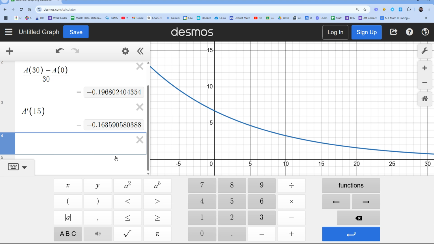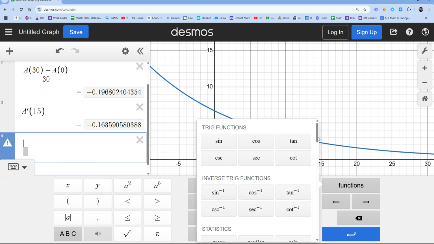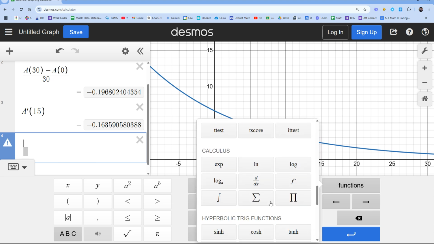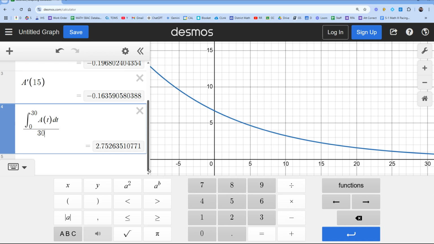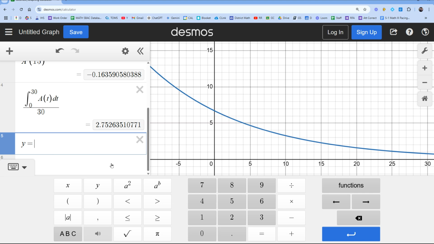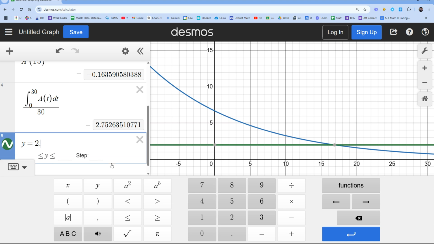How do I find average value? So we're going to integrate from 0 to 30, and then in the denominator, 30 take away 0. And I get the answer 2.7252. So that's what I'm going to go y equals, that number, 2.752.